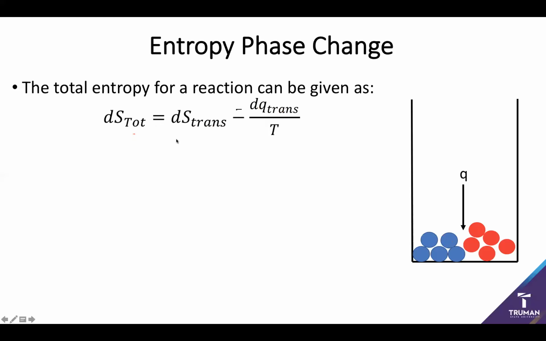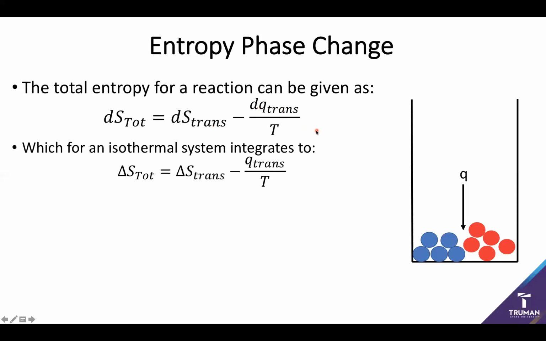However, we often don't want to work in the infinitesimal notation, so we often want to integrate this for the whole transition itself, which, as we've seen previously, is a bit messy for a non-isothermal system. But for an isothermal system, this temperature is going to be a constant value. So we get that the change in the total entropy is going to be equal to the entropy of my phase change minus the heat required to drive the phase change divided by the temperature of my system.